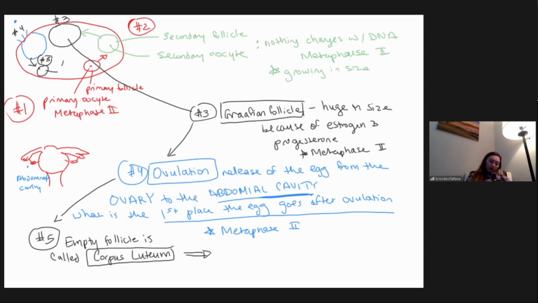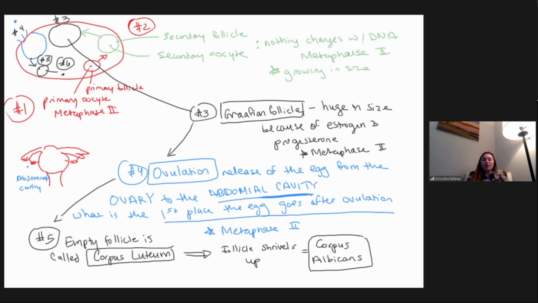And then finally, number 6, the corpus luteum shrivels up. So the follicle shrivels up and basically dies. And we call that the corpus albicans. Okay, so you know how like a corpse is a dead person? Just think of corpus luteum and corpus albicans as being the dead form because the egg has left, and now it's just the follicle that's left behind.